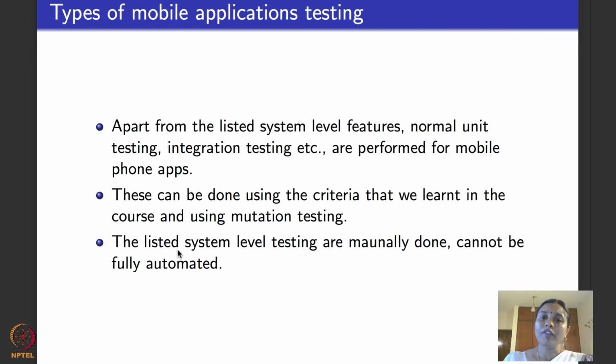So apart from the various system level features that we saw till now, you have to do the normal unit testing, integration testing, everything, because it's just another piece of software, and that can be done using any of the criteria that we've learned earlier in the course. And what we looked at in the past few minutes are system level testing features specific to mobile apps.